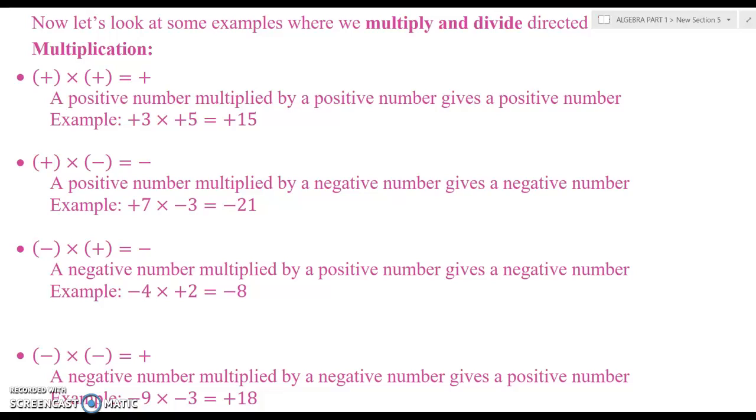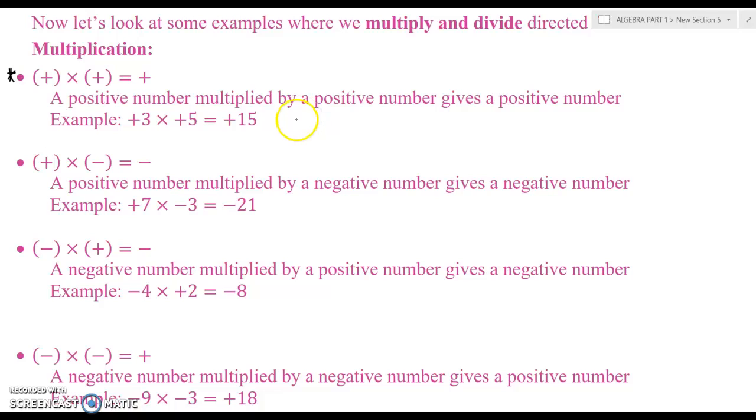Hi, now in this video we're looking at multiplication and division with directed numbers. So I have some little pointers here. Let's get the first one. My first pointer says a positive number multiplied by a positive number gives a positive number. So for example, positive 3 times positive 5 is positive 15.